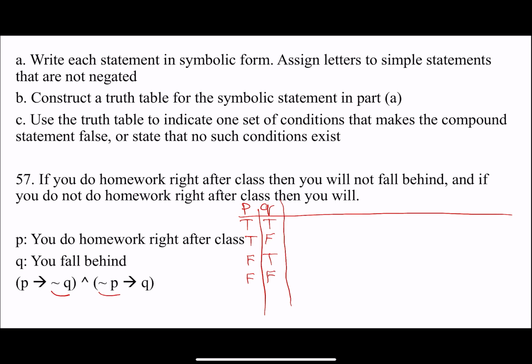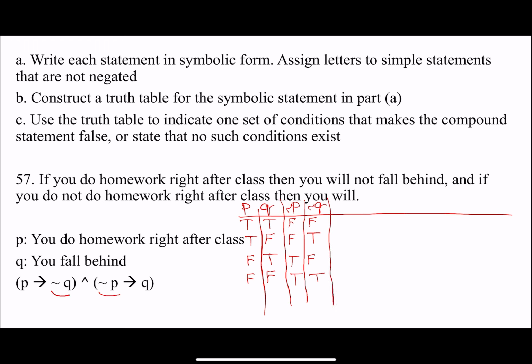So I'm going to make not P and not Q first, which is really easy. Not P is the negation of P. Whatever you have for P, not P has the opposite logical value. So it's false, false, true, true. And not Q is the opposite of Q. So true becomes false, false becomes true, true becomes false, and false becomes true.